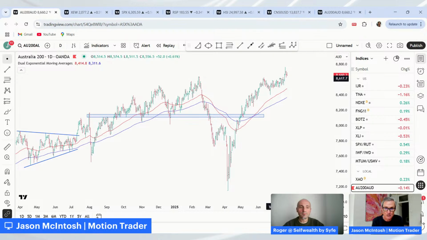Just looking at the consolidation, it's also interesting to see how that played out, because what's interesting here is that it was shallow. It wasn't a deep pullback towards the 100-day moving average.